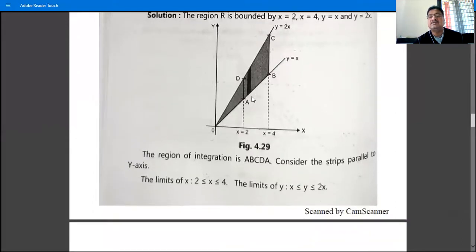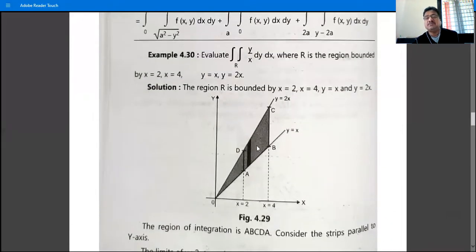So take a strip parallel to the y-axis. If you have to integrate with respect to x first, then we take a strip parallel to the x-axis. But if you take a strip parallel to the x-axis, then we have to divide this interval into two regions, because if you take a strip parallel to the x-axis, then it moves from this point to this point.